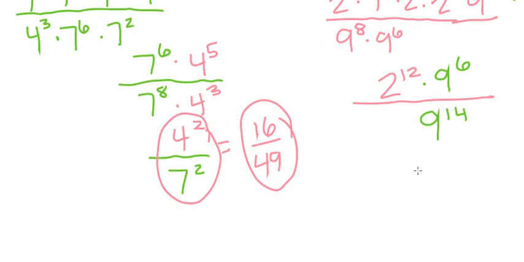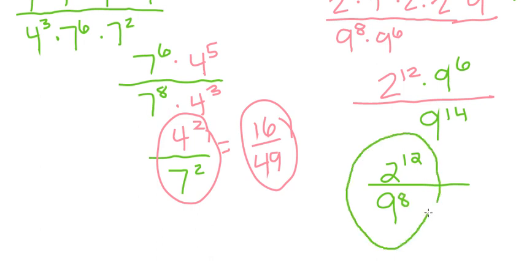So when I look at my answers here, there's only one piece that I can simplify. My 2 to the 12th needs to stay exactly where it is, and it can't be simplified, so it just stays right there in the numerator as 2 to the 12th. Now here you have 9 to the 6th over 9 to the 14th. Well, the 14 is bigger, so your 9 stays in the denominator and becomes 9 to the power of 14 minus 6, which is 8. So that right there would be your final answer.